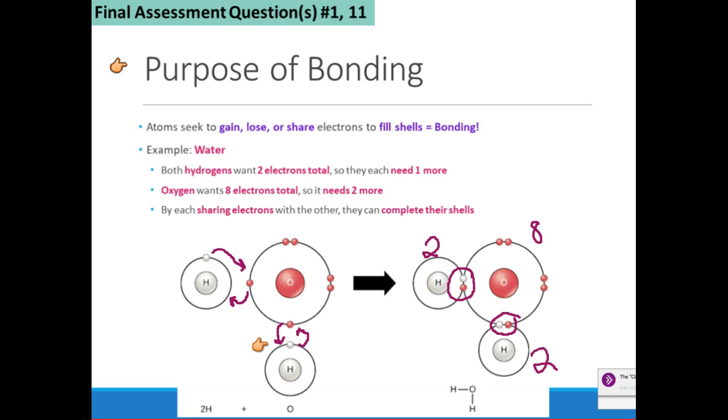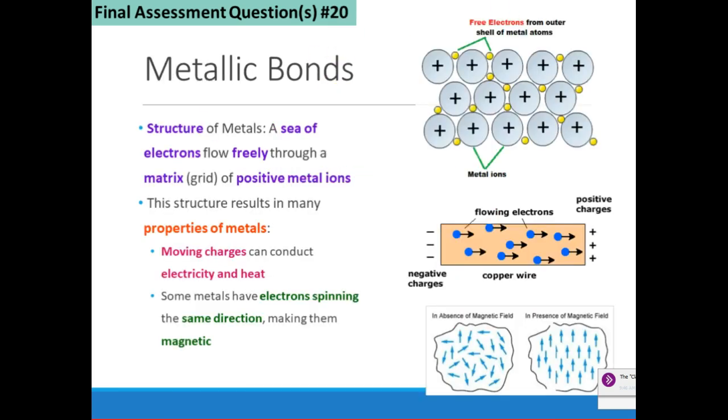Perfect. Okay, waiting on Alex, Anthony, Christian. Green checks, please, for number 1 and number 11. Excellent. Got everybody 100%. Awesome.